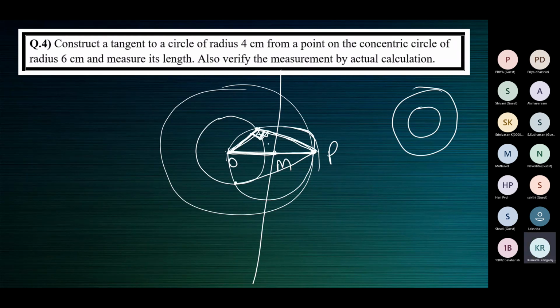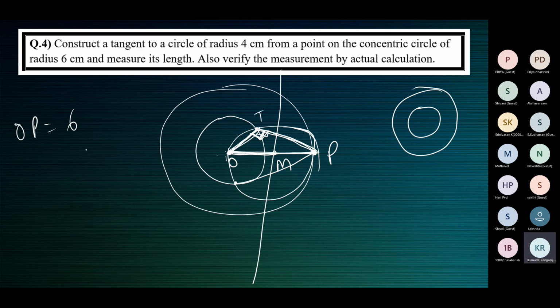So you have a right triangle basically. How much is OP? OP is 6 centimeters, because O is the center and P is the point on the concentric circle. The radius is 6 centimeters. OP is 6 because O is the center and P is the external point, which lies on the outer circle. So OP is 6, the radius.